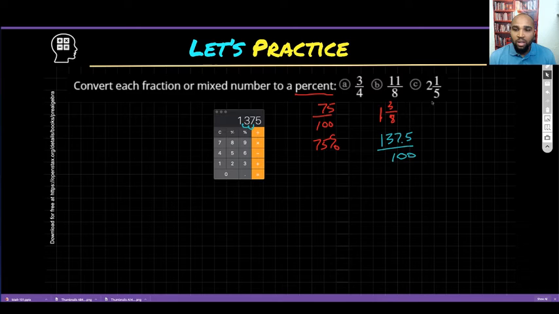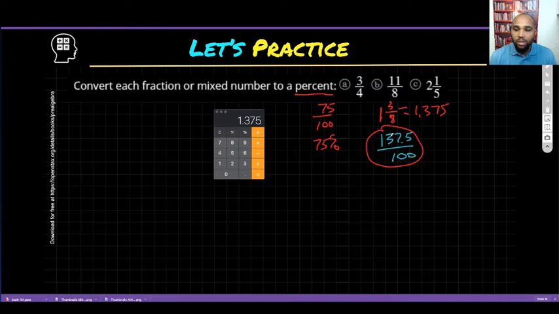So let's check this answer to see if it's right. We should be able to divide 137.5 by 100 and get the same answer as 11/8. So what's 137.5 divided by 100? So there it is, 1.375, which is the same thing that this decimal got us. This was 1.375. So to get this as a fraction, that's what it would be.